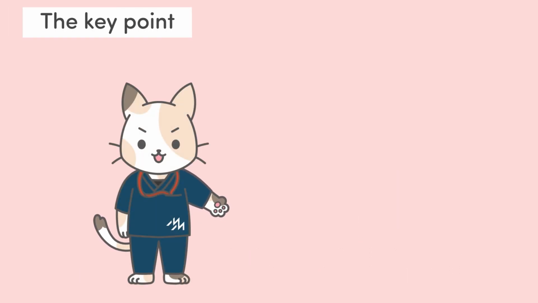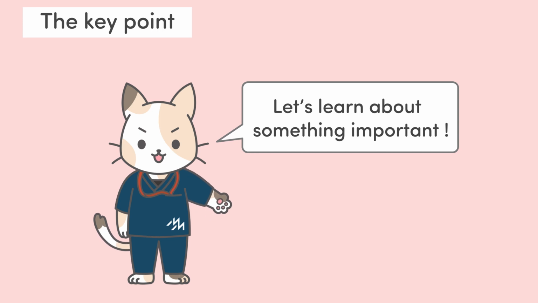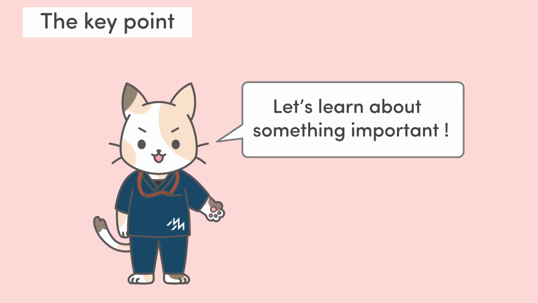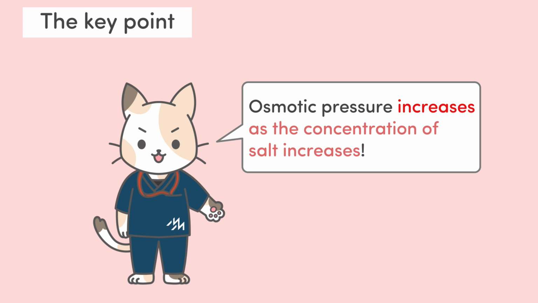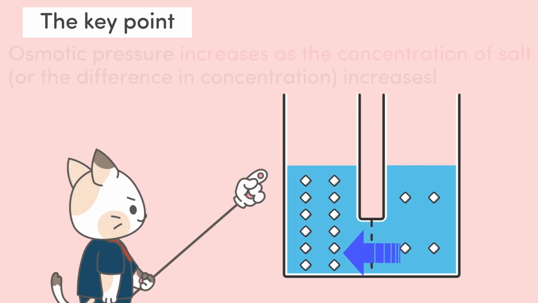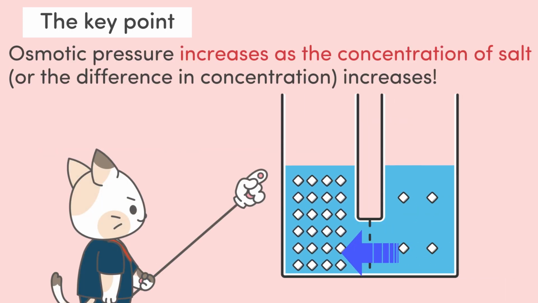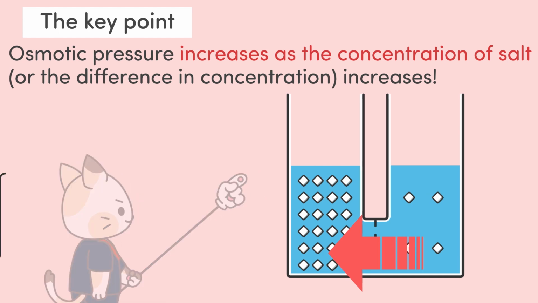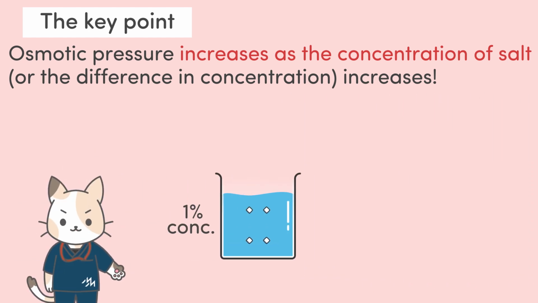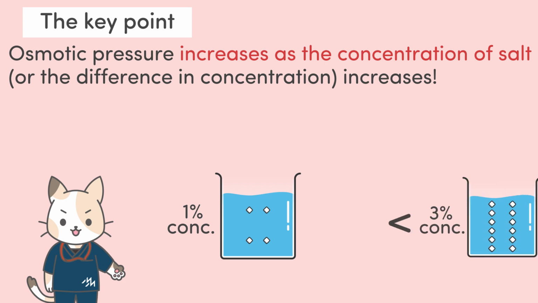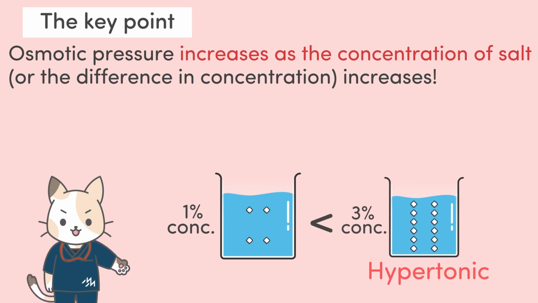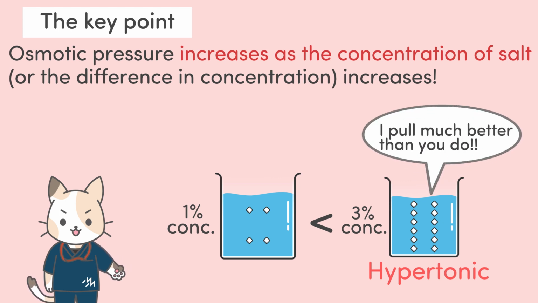Now that we've understood what osmotic pressure is, let's learn a bit more about some important aspects. Osmotic pressure increases as the concentration of salt increases. That means, the stronger the salt solution on this side of the container, the stronger it will pull water. And one more thing. Let's say we have some 1% saltwater solution. A solution with a higher concentration than this is referred to as hypertonic, or a hypertonic solution. This is because the side with the higher concentration has a stronger osmotic pressure, or a stronger pulling force for water.